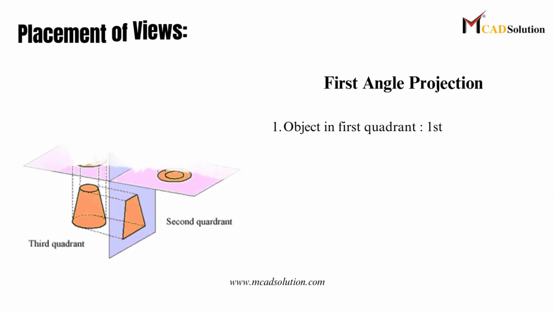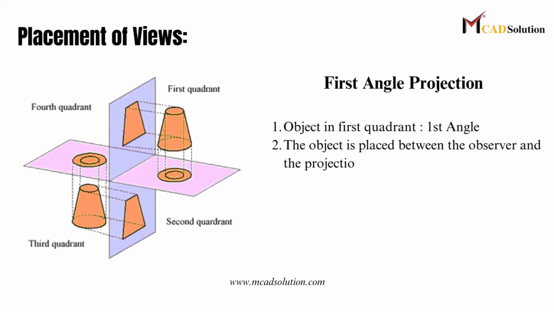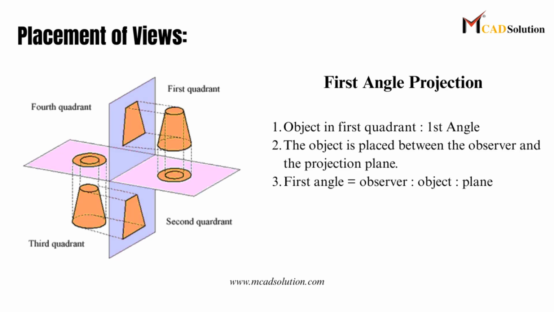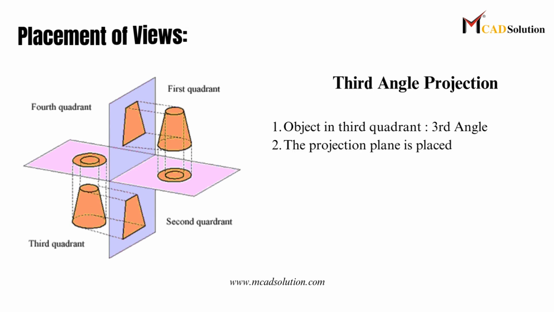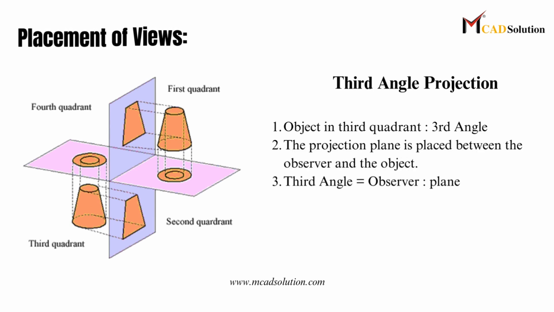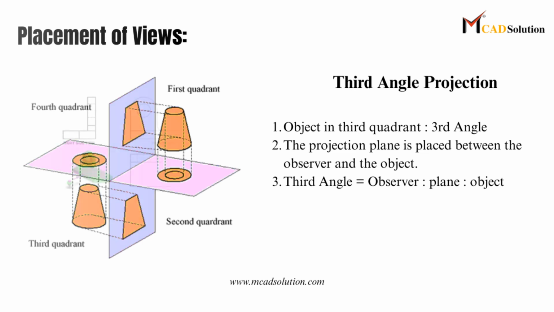First, placement of views. In first angle projection, the object is placed in the first quadrant. That means the object is between the observer and the plane. Sequence is observer, object, plane. In third angle projection, the object is placed in the third quadrant, so here, the plane is between the observer and the object. Sequence is observer, plane, object.